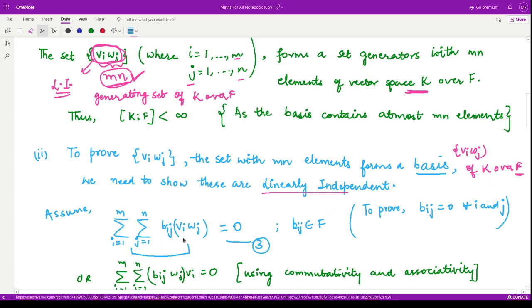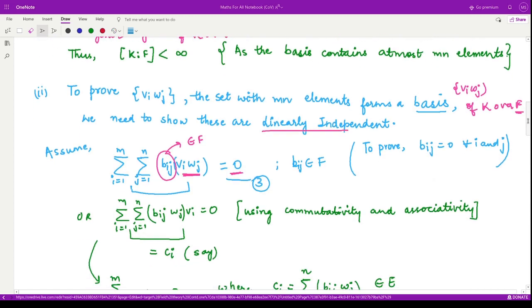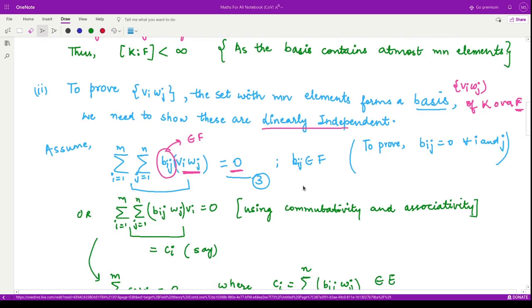We have taken the linear combination of these elements, taking these scalars from F, and we have written this linear combination as equal to 0. Now in order to prove linear independence, if these constants, these b_ij's, come out to be 0, in that case we can say that the vectors v_i w_j are linearly independent.